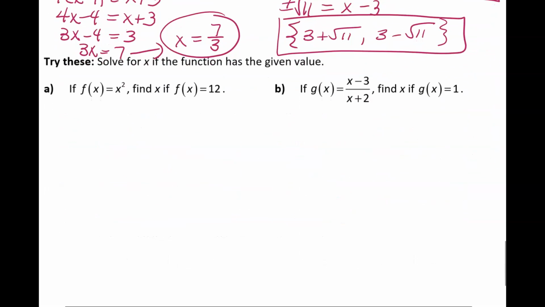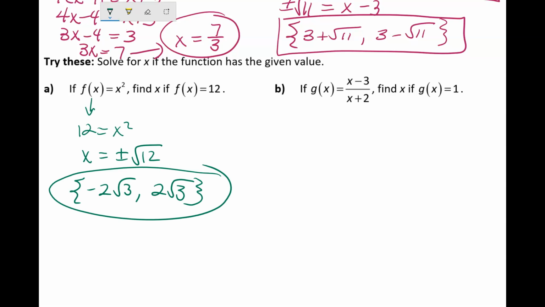It's your turn now. F of x equals x squared. Find x if f of x equals 12. Well, I hope you remembered 2 things. I hope you remembered that there were 2 solutions, since this is a quadratic equation, so you had to use plus or minus to take a square root. And I hope you also remembered to simplify that square root. We want our answer in simplest form, so the square root of 12 simplifies to 2 root 3. Now try B.